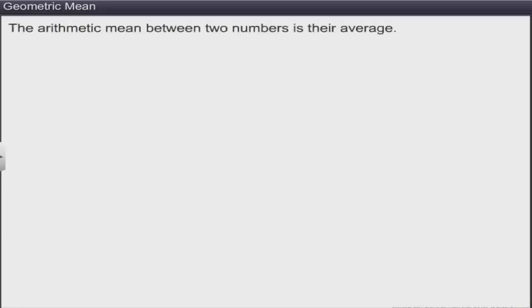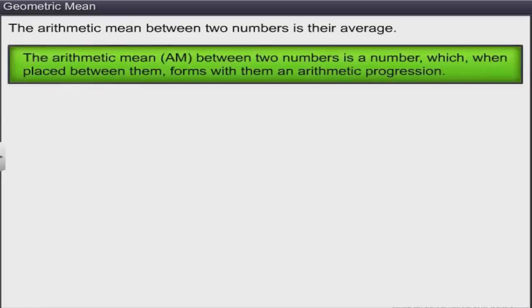As we have already seen, the arithmetic mean between two numbers is their average. That is, the arithmetic mean between the two numbers is a number which, when placed between them, forms with them an arithmetic progression.